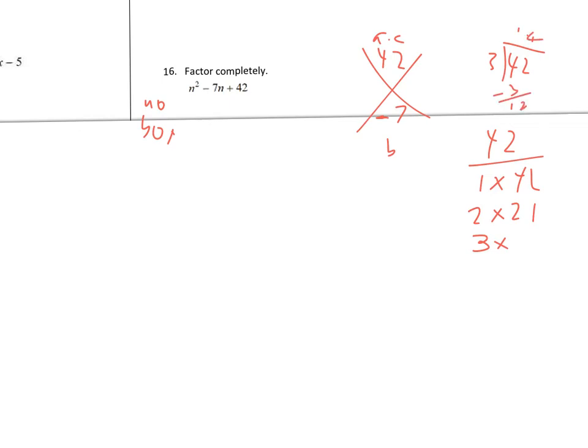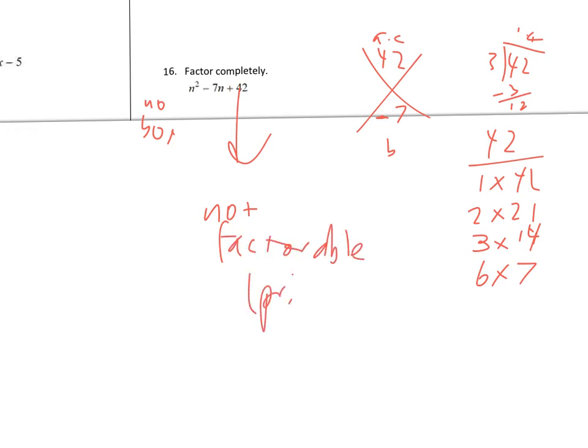4, so 14, so 3 times 14. All right, what else do we have? 4 does not work, 5 no, 6 I believe would work. Yes, 6 times 7, and that's it. But I can see that none of these are going to make 7. So what that means is this is not factorable. And sometimes they call that prime.